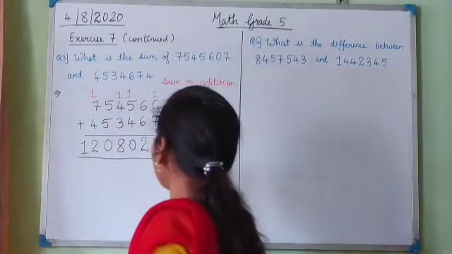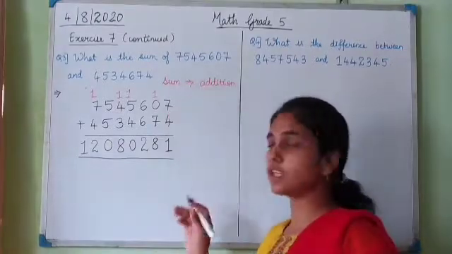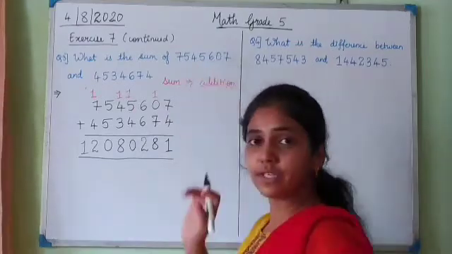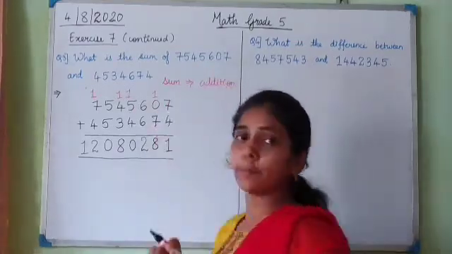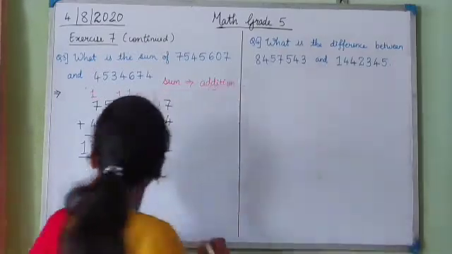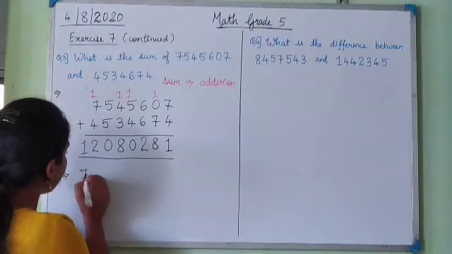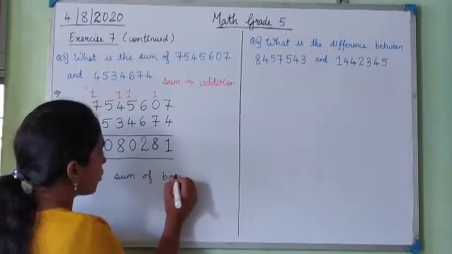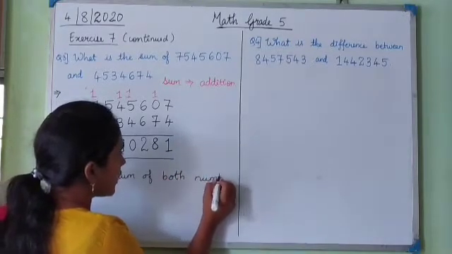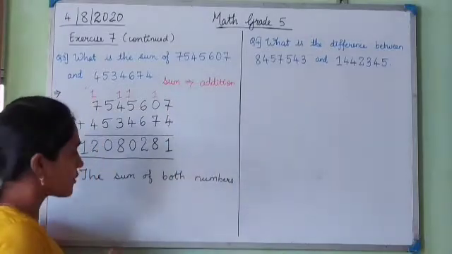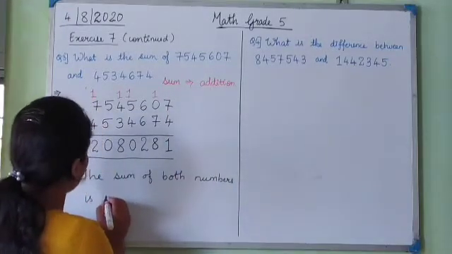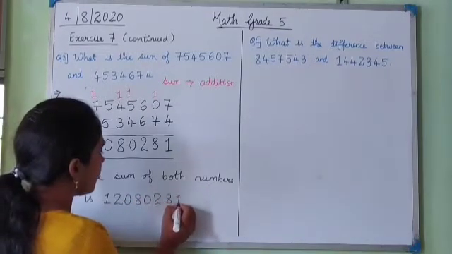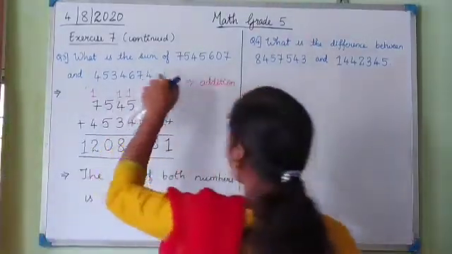So this is the addition of these 2 numbers, or we call this the sum of these 2 numbers. Whenever the question is given to us in words, then we have to write the answer also in words. So I write the sum of both numbers. Both numbers means the numbers which are given to us. So the sum of these numbers is how much? Write the answer here. 12,080,281. So this is the sum of the given 2 numbers.